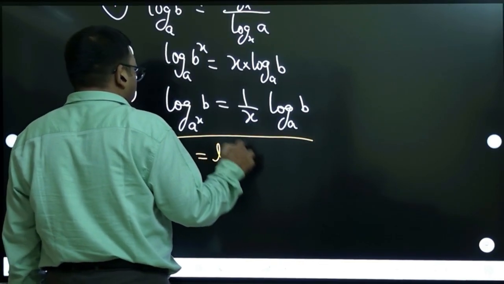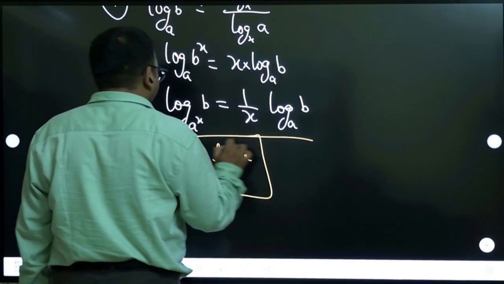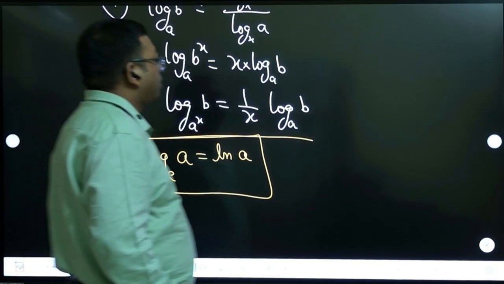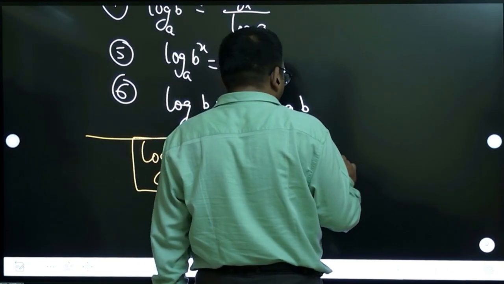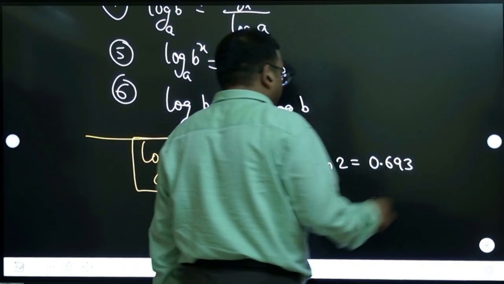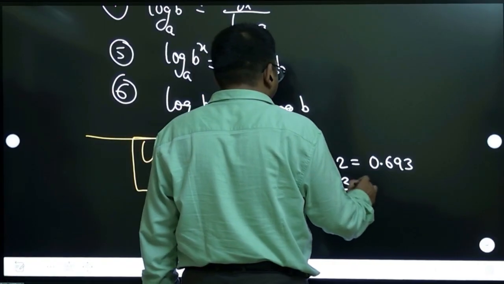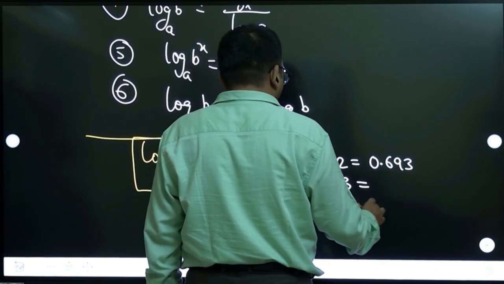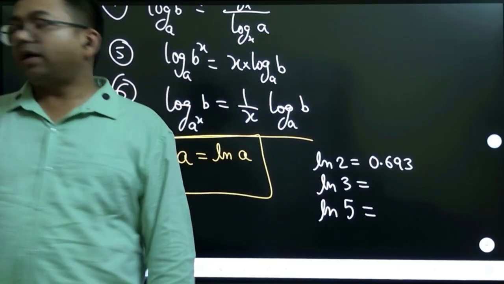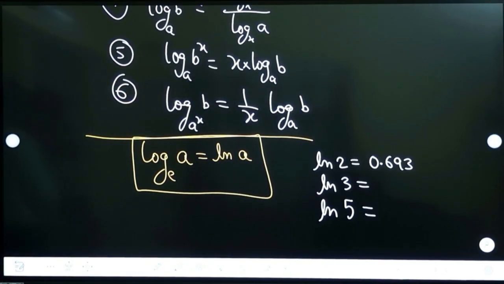Now, a very important thing to note: log base e of a is written as ln a. So ln a, we should remember, is called natural log with base e. So we should note what is the value of ln 2. ln 2 is 0.693. If you want, you can remember the value of ln 3, ln 4. ln 4 you don't need, ln 5 you can remember. So I'll give the values of these. Now you can write them because in some calculations we have to use this, right? So let us note down the values of these.